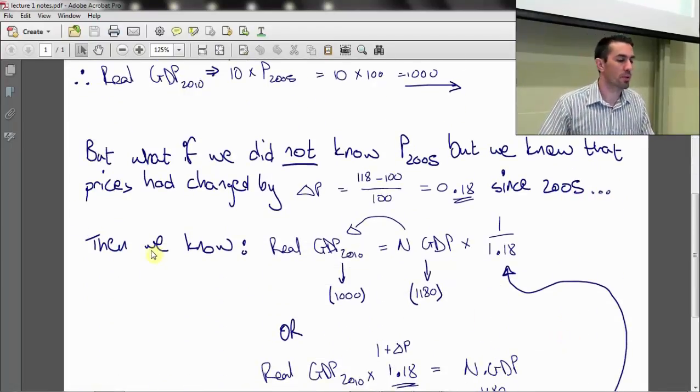Well, here we know what the relationship is between real GDP and nominal GDP. Real GDP is the nominal GDP multiplied by the change in prices, right? In other words, take nominal GDP and adjust it for the change in prices to get real GDP. So the change in prices is 18%. Therefore, if our nominal GDP is 1,180, adjusted by 18% downwards, right? So divided by 1.18, 18% downwards, and we get real GDP, 1,000 versus 1,180.